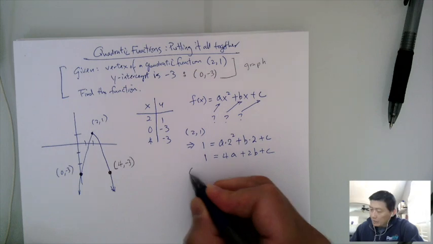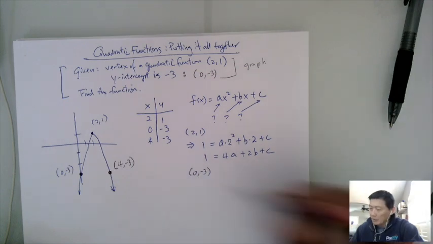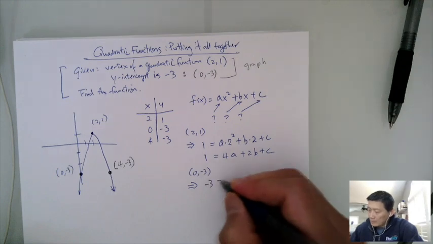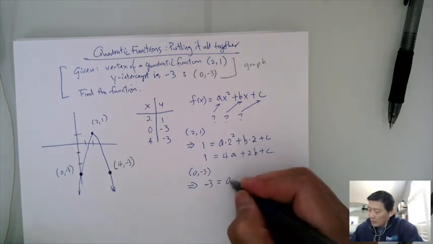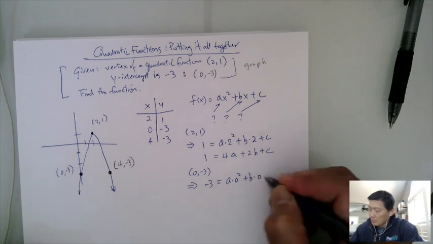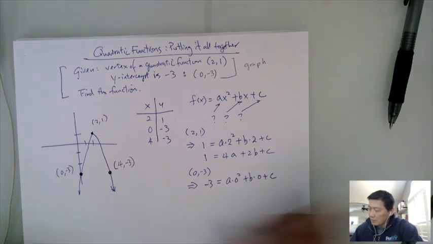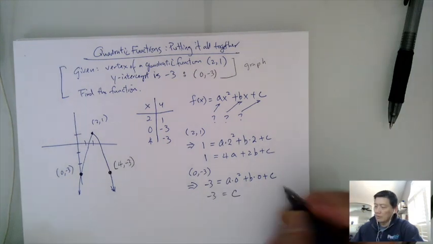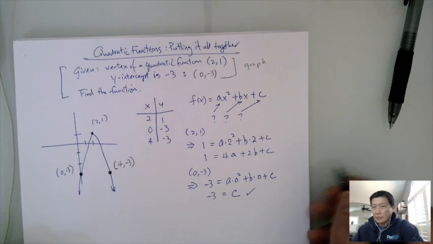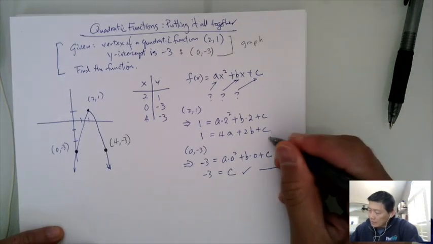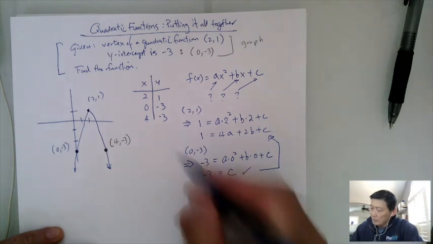Then I will use the next one, (0, -3). That's the next coordinate. I will end up with -3 is equal to a times 0 squared plus b times 0 plus c. So that means -3 is equal to c. Oh, so I have this value. Perfect. Now I can immediately put it back into here to give me a revised equation.